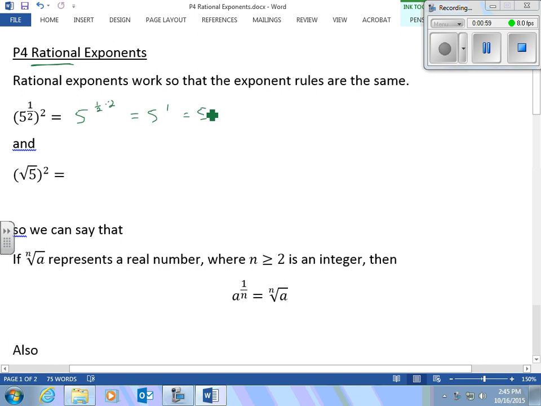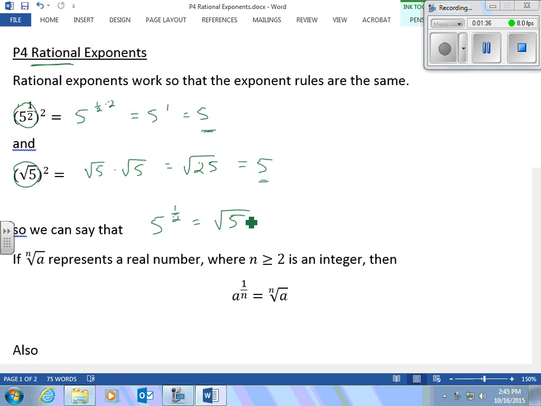Also, if we look at squaring instead the square root of 5, that would give us the square root of 5 times the square root of 5, which gives us the square root of 25, which is 5. See how both of these, when we square them, give us a result of 5. So we can say that 5 to the 1/2 is equal to the square root of 5. That gives us our definition of what a rational exponent means.